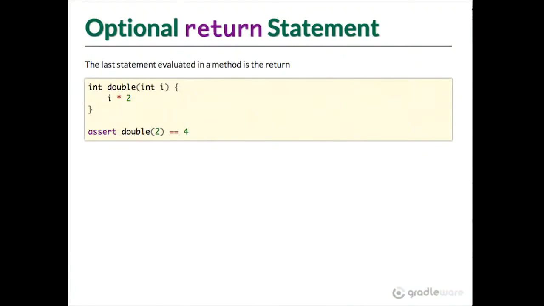In methods, the return statement is optional. So the last line that is evaluated is what's returned. It's very similar to what other languages may be used to. So in that case, we defined a method, and the last line, what it evaluates to, is returned from that method.